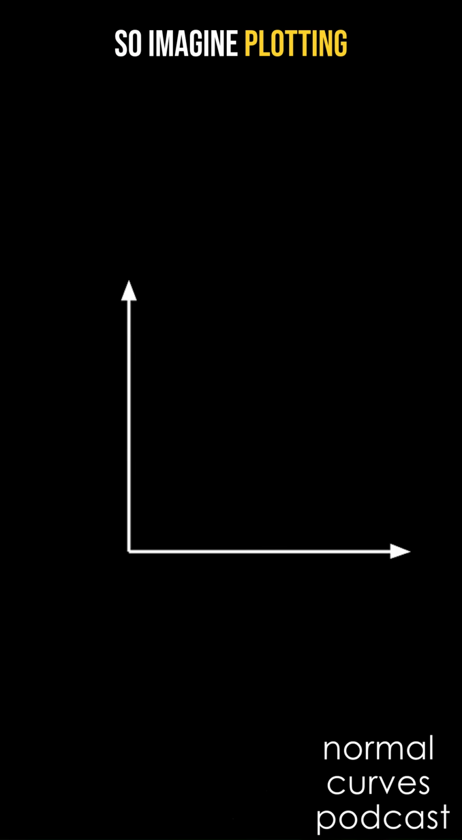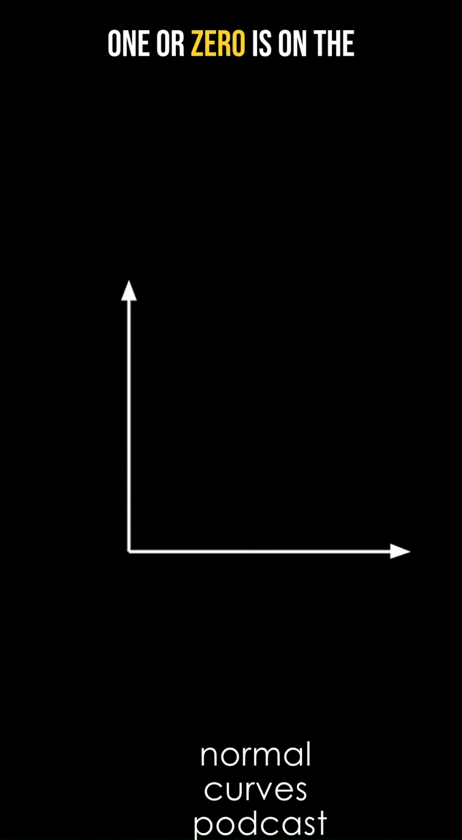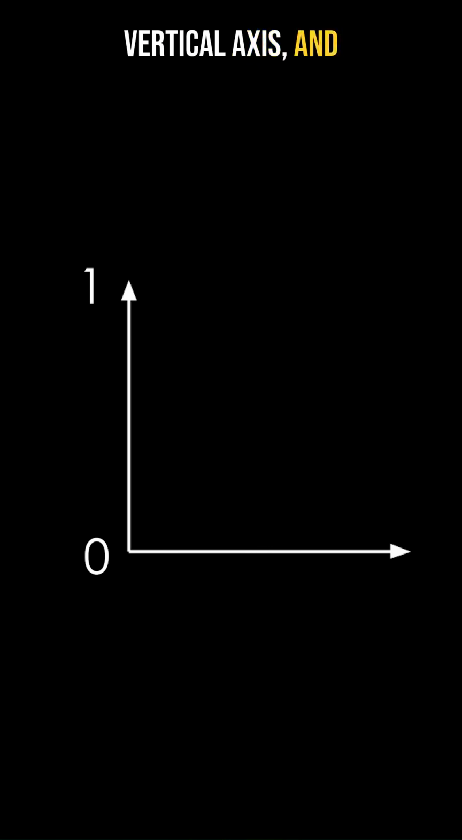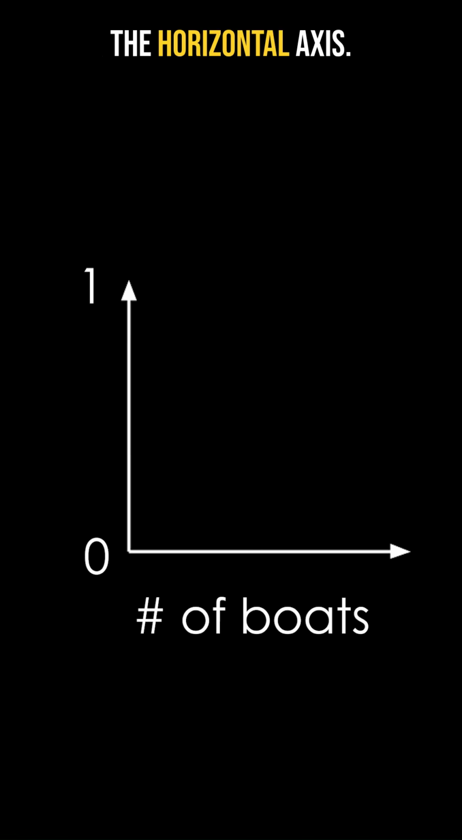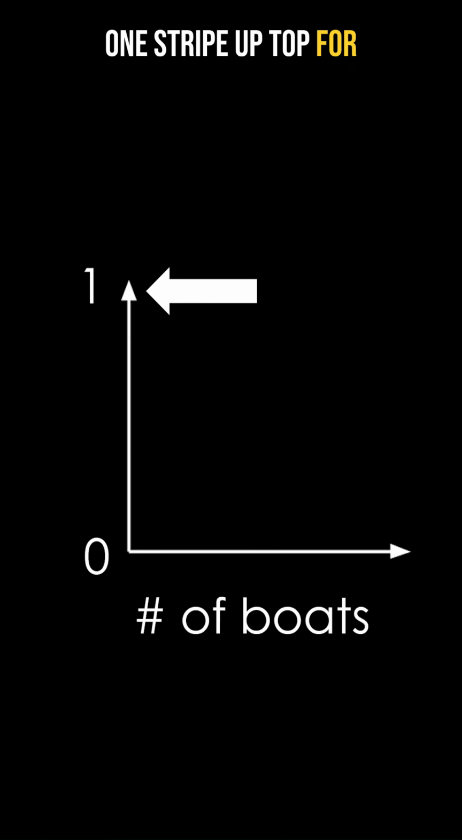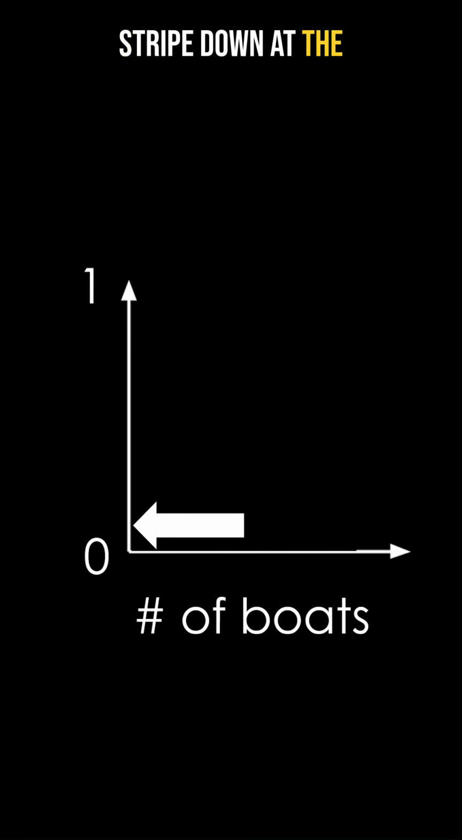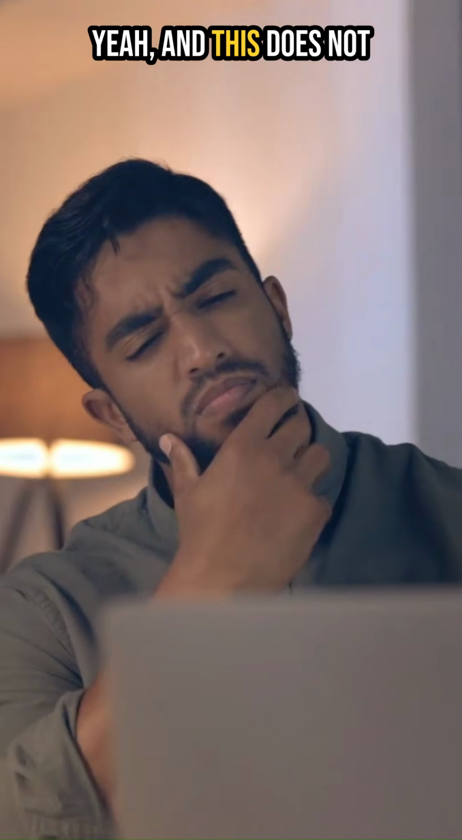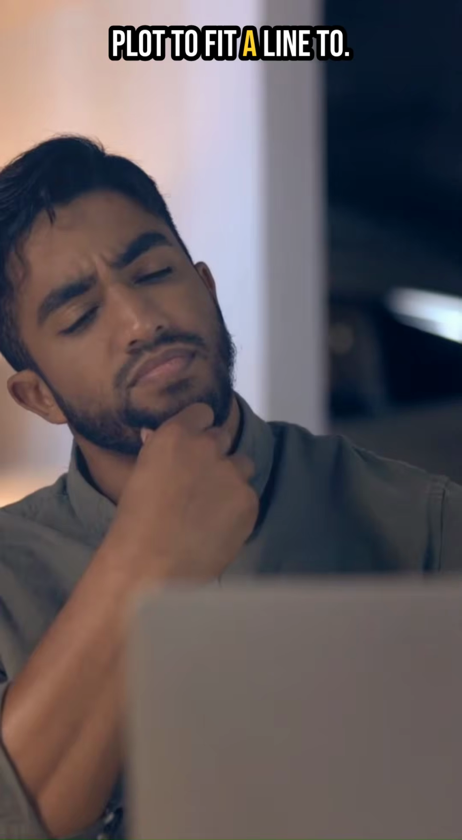So imagine plotting those on a scatter plot. 1 or 0 is on the vertical axis, and number of boats is on the horizontal axis. But because it's a 0 or 1 outcome, you just get 2 stripes. 1 stripe up top for the ones and 1 stripe down at the bottom for the zeros. Yeah, and this does not make a good scatter plot to fit a line to.